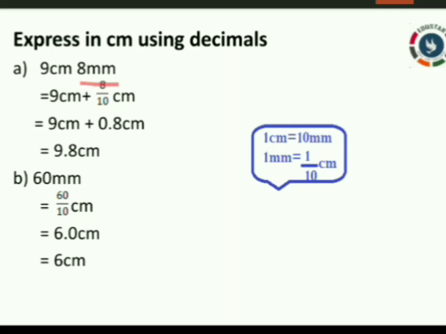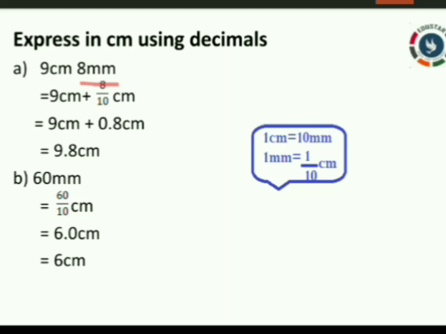First, 9 centimeter, so write as it is, plus 8 millimeter. What is the relationship between millimeter and centimeter? 1 millimeter is equal to 1 by 10 centimeter. Here you are having 8 millimeter, so 8 by 10 centimeters. Now you have to convert the fraction into decimals. Already you have studied how to convert a fraction to decimal, right?